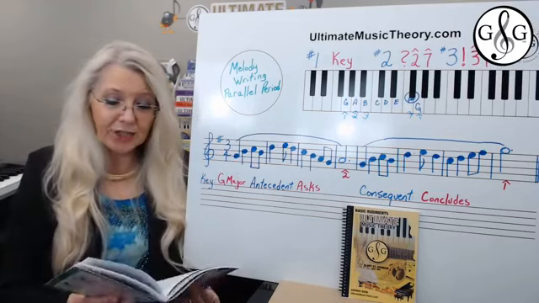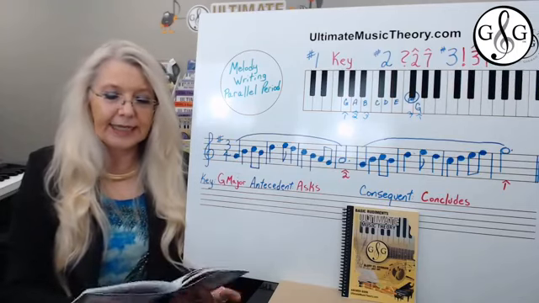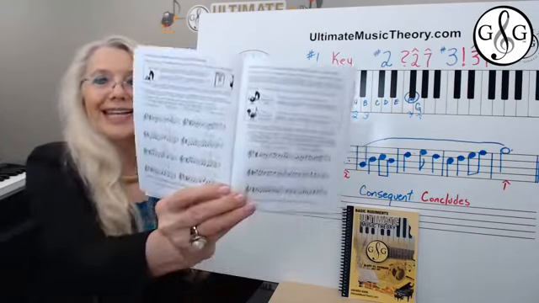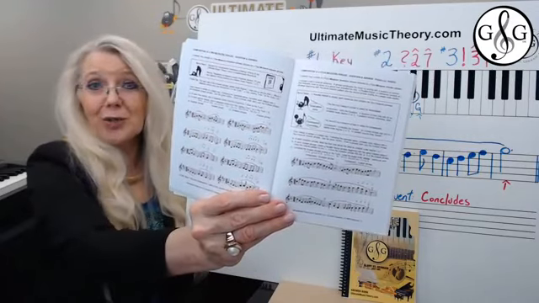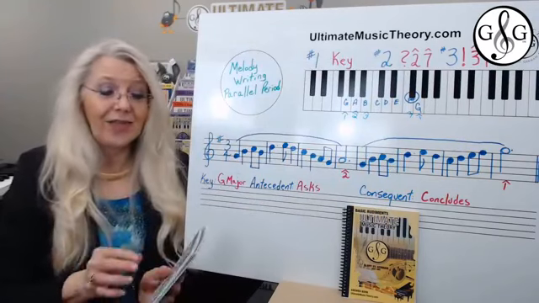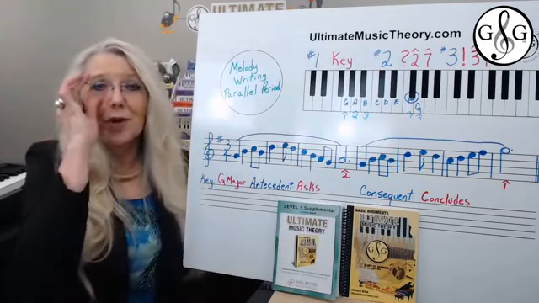In the answer book, you will see that all of the answers are written in by hand. So it makes it really easy. This is the one that we were doing today about antecedent asks the question and consequent concludes. So we were actually using the Ultimate Music Theory Level 5 supplemental workbook in order to complete our homework.